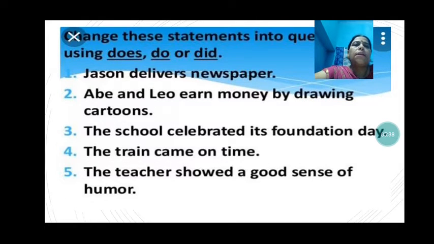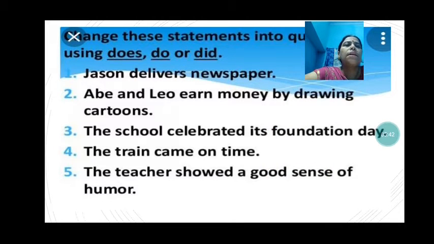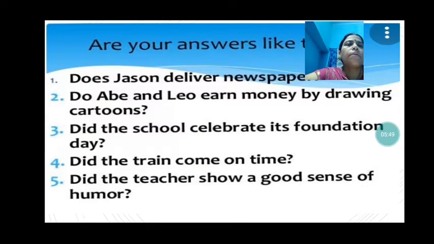Now let us see. Change these sentences into questions using does, do or did. Jason delivers newspapers. Then Abby, let us see.